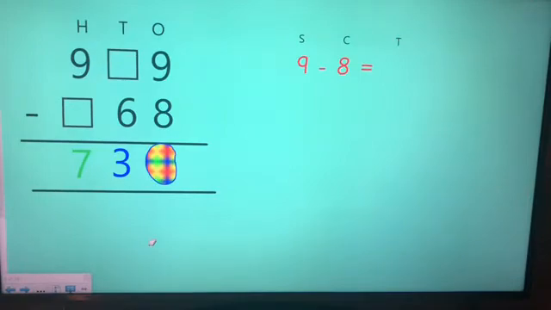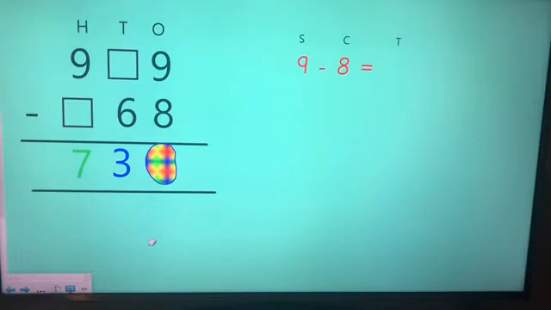We start with our 1s column. 9 take away 8 equals. Now the number we're looking for in this number sentence is our target number. So I've written out the number sentence for us in red, and I've labelled it succata: starting, counting and target. So my starting number, 9, goes in my head, my counting number, 8, goes on my fingers, and because I'm taking away, I'm going to count backwards.